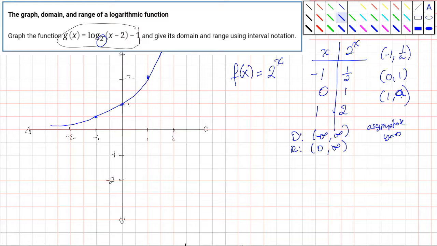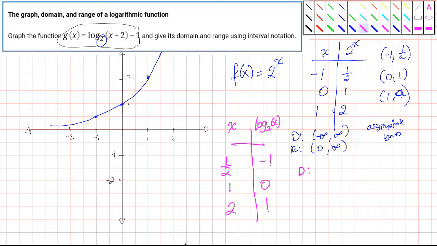One of the things we talked about is that if they are inverse functions of each other, the points are swapped. I'm going to change the color to purple and graph the function log base 2 of x. This function is going to have the following points: 1/2 gives me -1, 1 gives me 0, and 2 gives me 1. The domain is 0 to infinity, the range is -infinity to +infinity, and the asymptote is x equals 0.